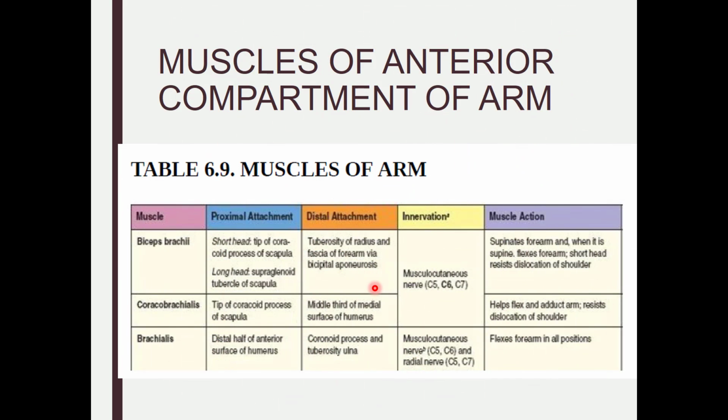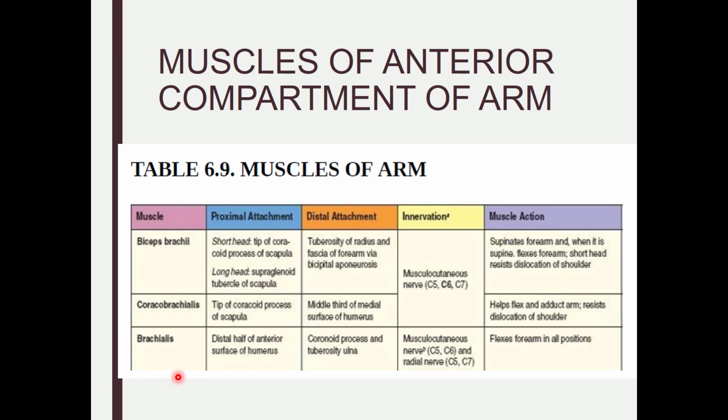Again, the innervation is the same, the musculocutaneous nerve with the root value of C5, C6 and C7, and it helps in the flexion and the adduction of the arm. It resists the dislocation of the shoulder. So it is helping in the flexion of the arm and the adduction of the arm, because it is inserted over the medial side, so it will adduct the arm.